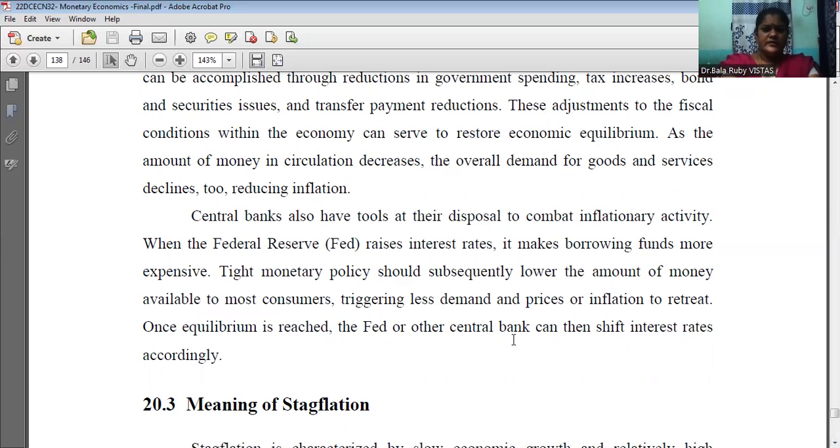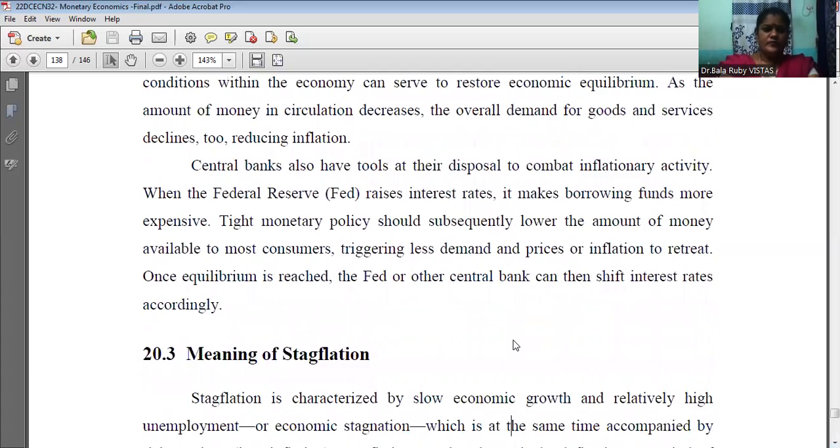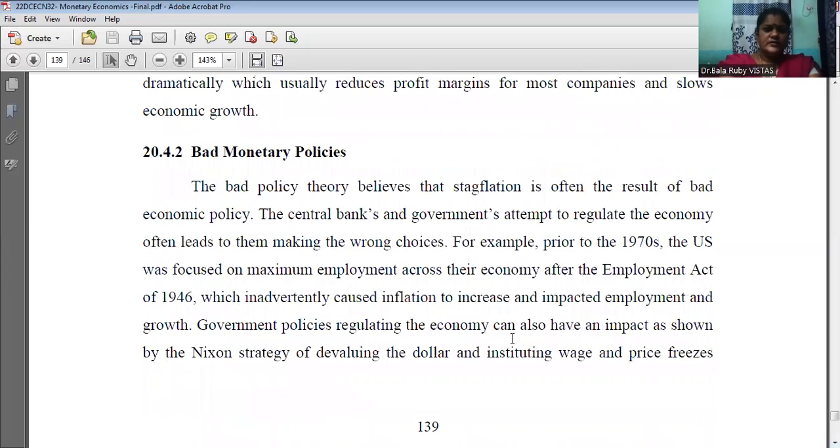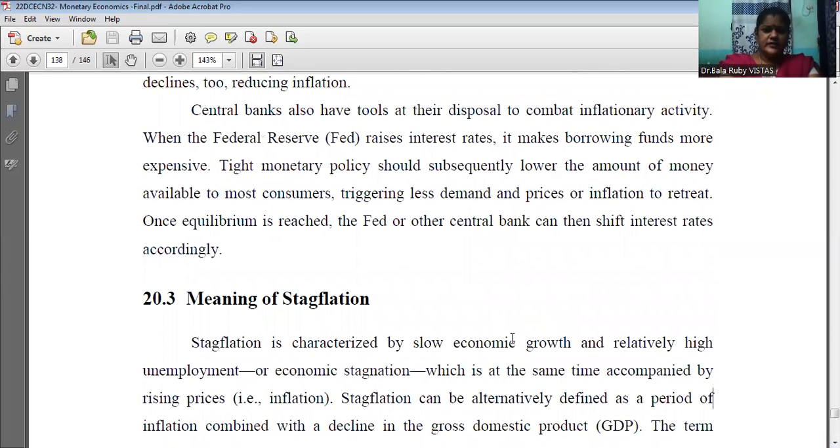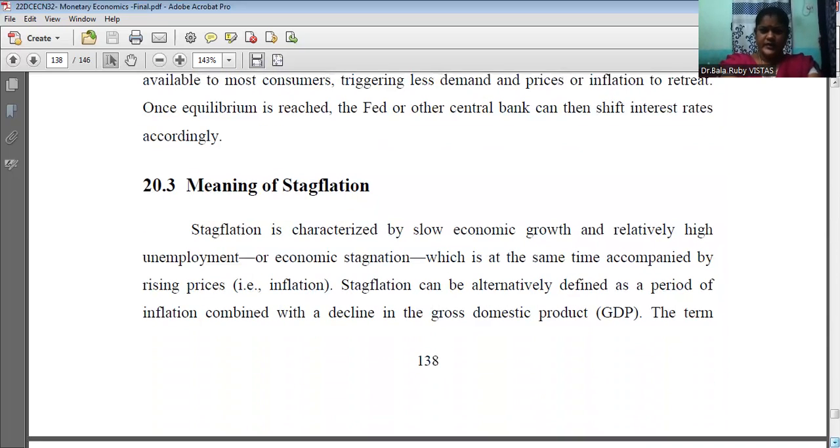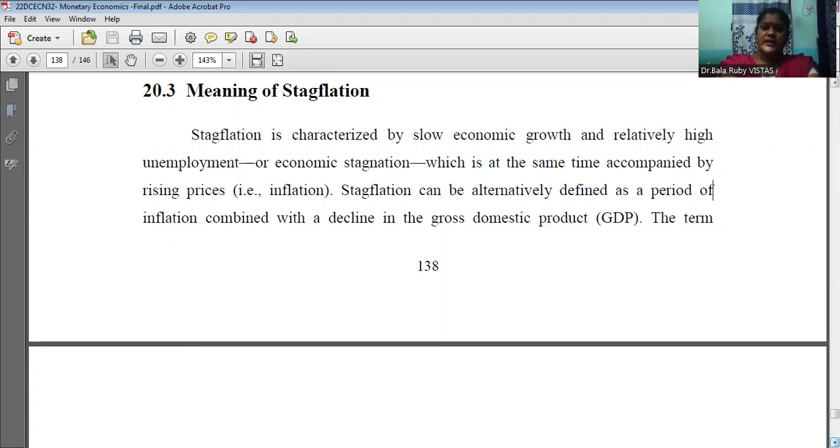Now, let us concentrate on the concept of stagflation. What is stagflation? Stagflation is characterized by slow economic growth and relatively high unemployment, or economic stagnation, which is at the same time accompanied by inflation. So, stagflation can alternatively be defined as a period of inflation combined with a decline in the gross domestic product.